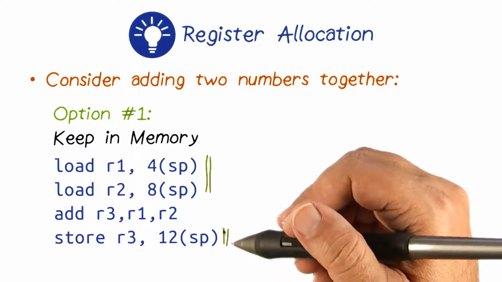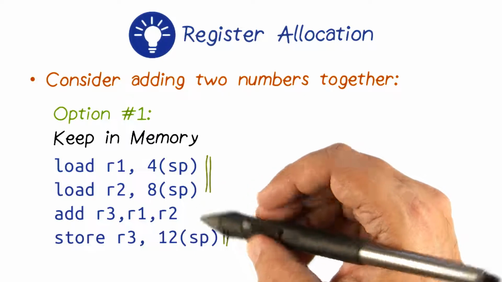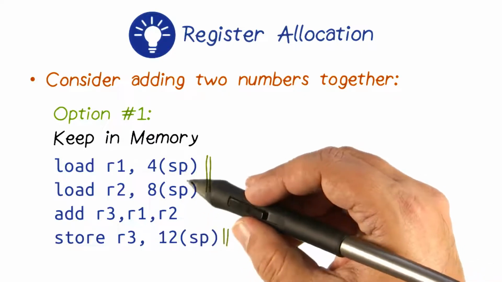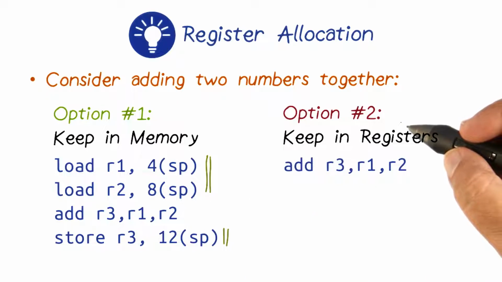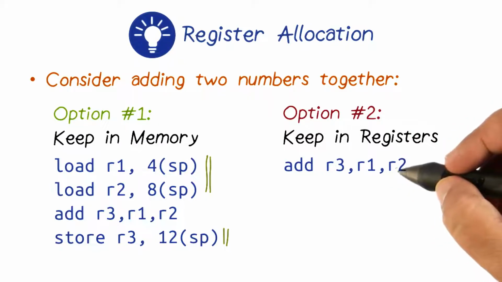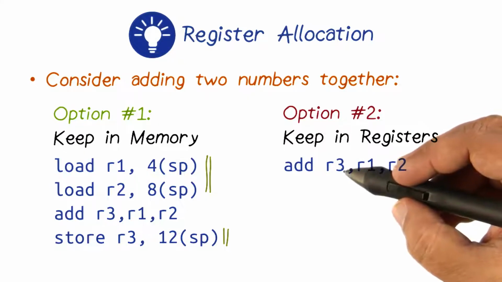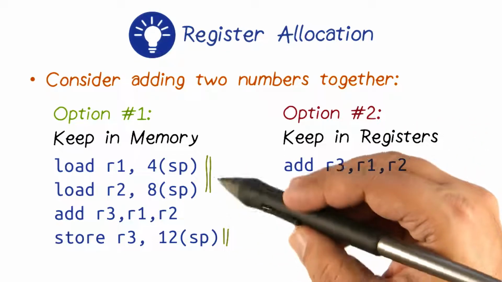So you can see here for the simple example, we have two loads and one store which are going to the memory and then one add operation. As against that, we have option 2. Suppose we decide to keep those operands in registers and we have those already in registers R1 and R2. Then we have an add instruction and we also decide to keep the result in a register. That allows us to get rid of all these loads and stores going to the memory.